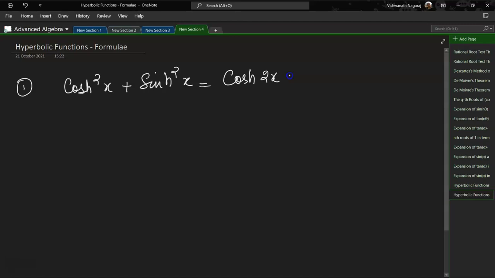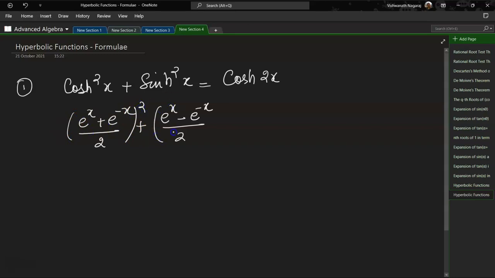Okay, now how do we prove this? Let's go and use the exponential values, right? Cosh square x is equal to e to the power of x plus e to the power of minus x by 2 plus e to the power of x minus e to the power of minus x by 2. Here both are squares, so make them square.